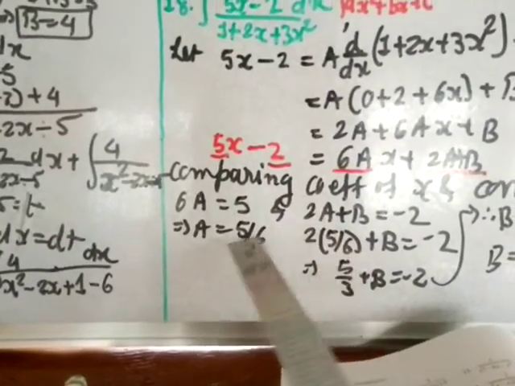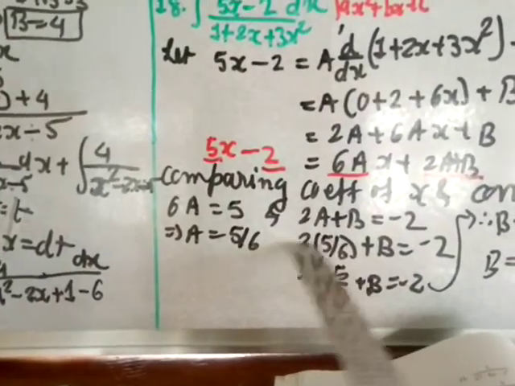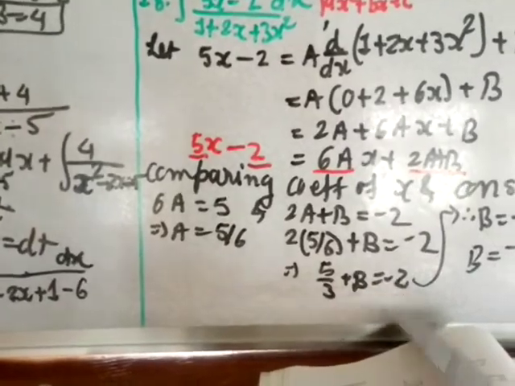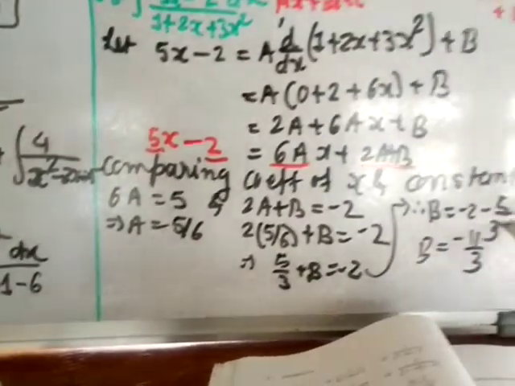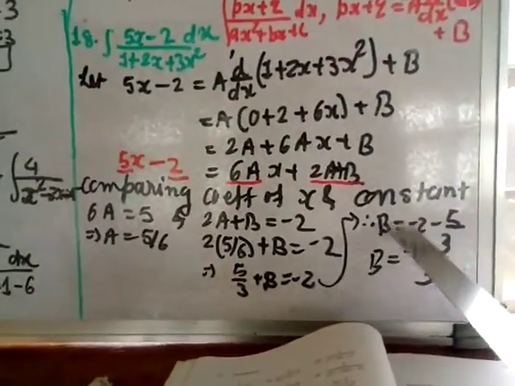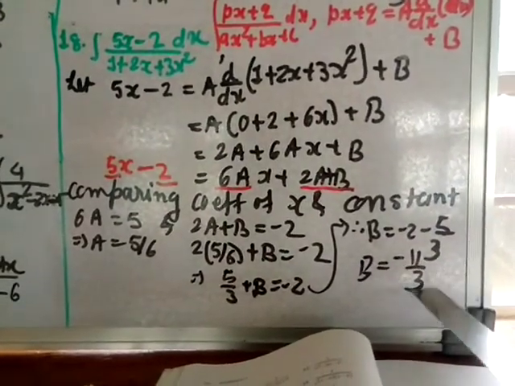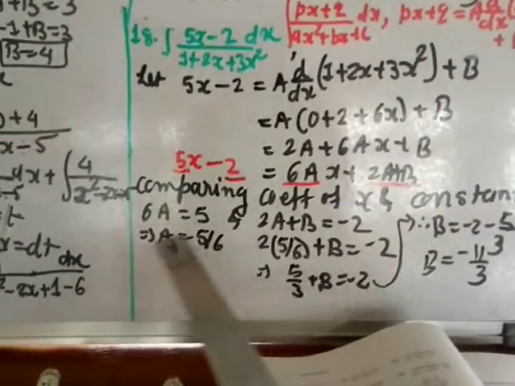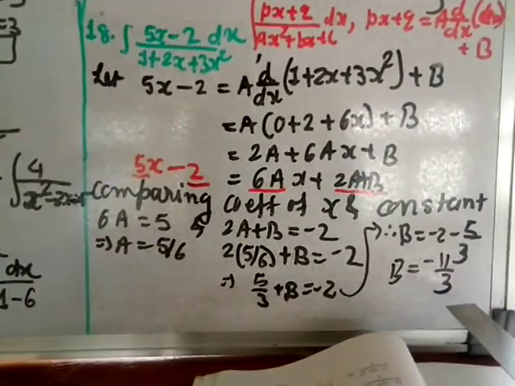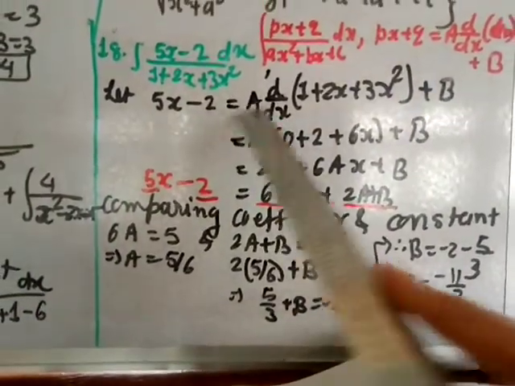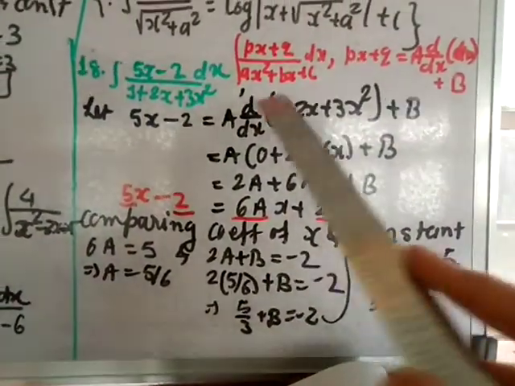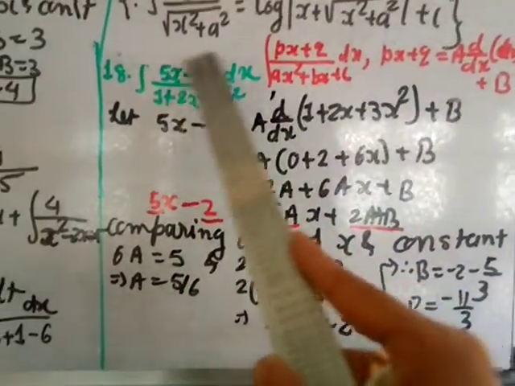And here put the value of A, 5 by 6. Cut by 2, so 5 by 3. Transfer minus 2 here, so it becomes minus 5 by 3. Take LCM: minus 6 minus 5, minus 11 by 3. So we got the value of A as 5 by 6 and B as minus 11 by 3. Now we'll put the A value and B value here, and this will be placed instead of the numerator.